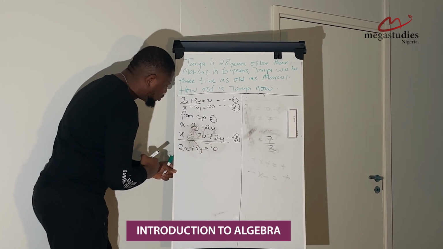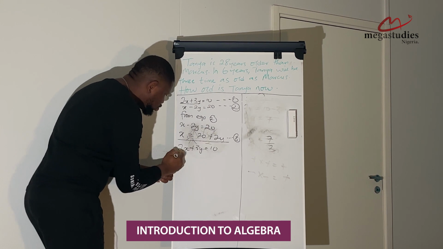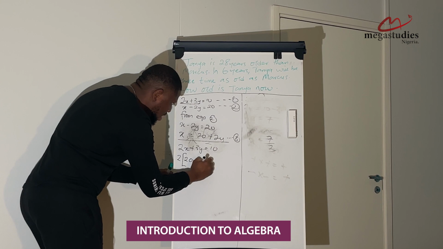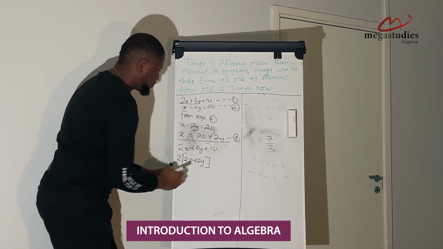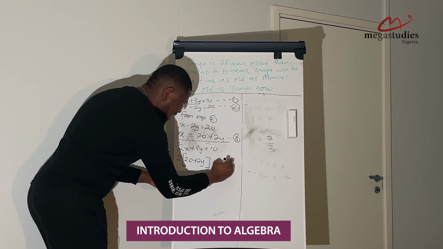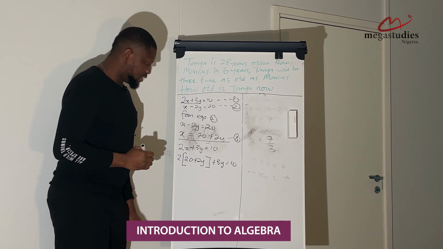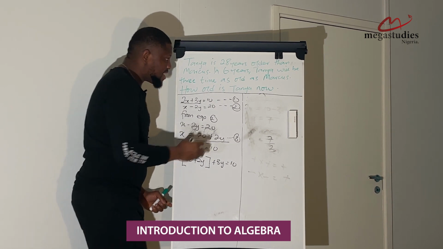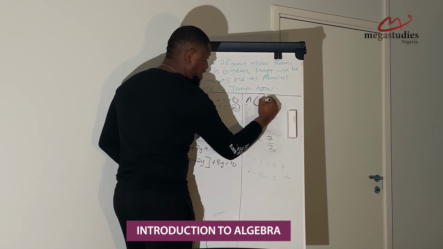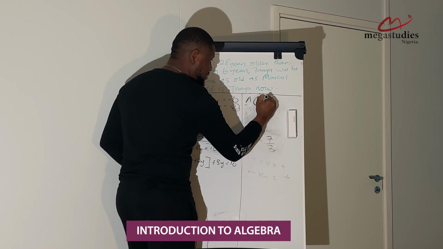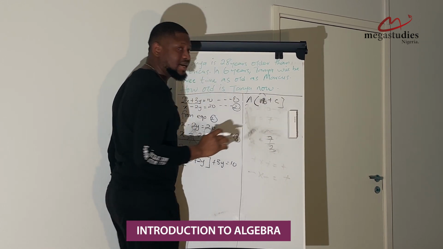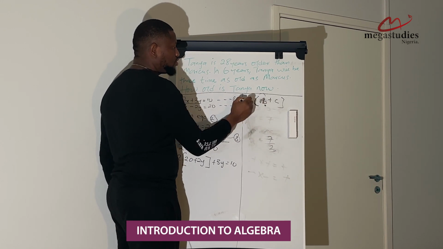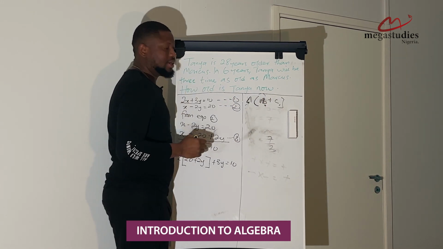So now let's substitute. Anywhere you see x, you put this value. It will be 2 into (20 plus 2y) plus 3y equals 10. Now, if you have, for example, a bracket, a(b plus c), in mathematics, what it means is your a will multiply this, plus your a will also multiply this.